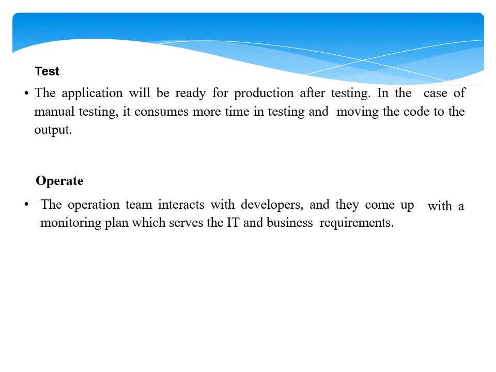So next, the testing process. The application will be ready for production after testing. In the case of manual testing, it consumes more time in testing and moving the code to the output. Then operate. The operation team interacts with the developers and they come up with a monitoring plan which serves the IT and business requirements.